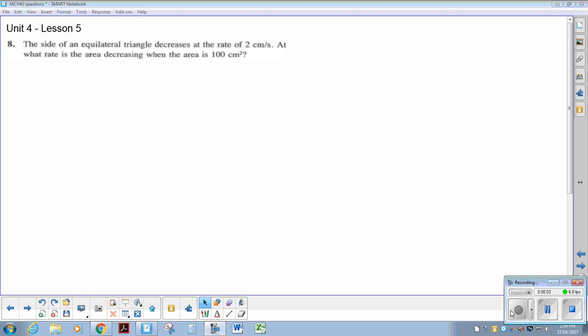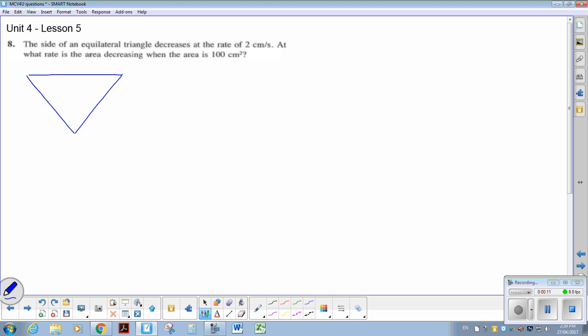All right, I've had a question in Unit 4, Lesson 5. I'm looking at question number 8: side of an equilateral triangle. So I'm going to draw myself an equilateral triangle. The side of an equilateral triangle decreases at 2 centimeters per second.